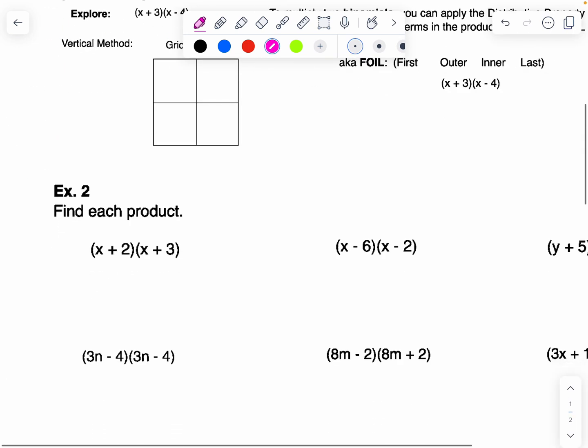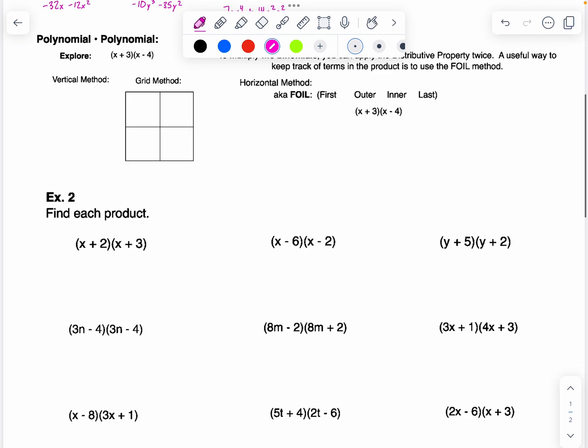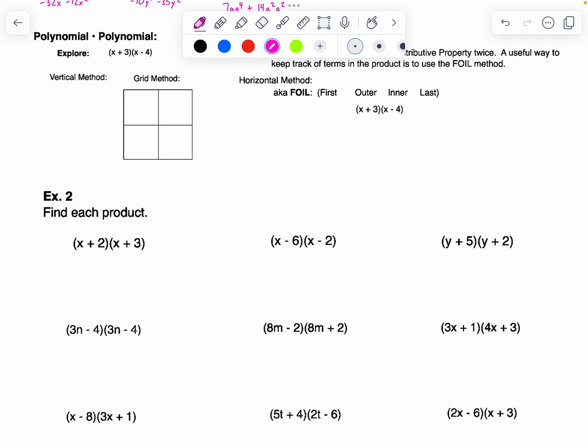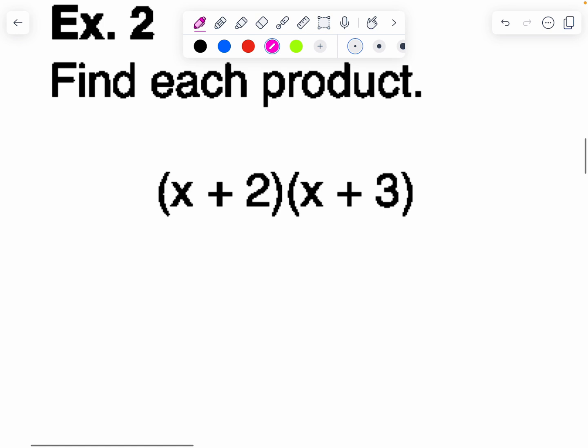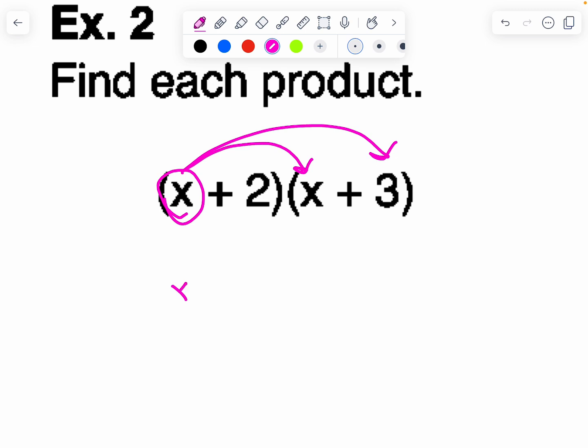Alright, so now, instead of having a monomial and a binomial, we're going to multiply multiple binomials. What I like to call it is just double distribute. So nothing's really going to change. I'm just going to do that multiple times. So first thing I'm going to do is distribute the first one. So x times x is x squared.